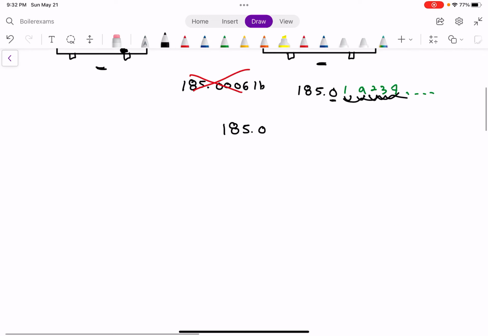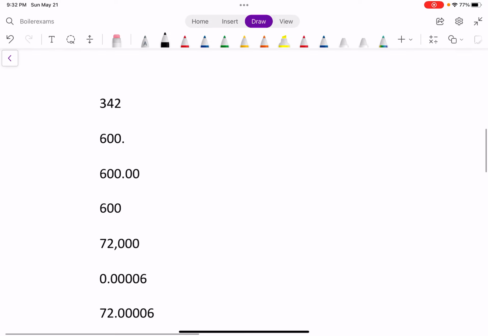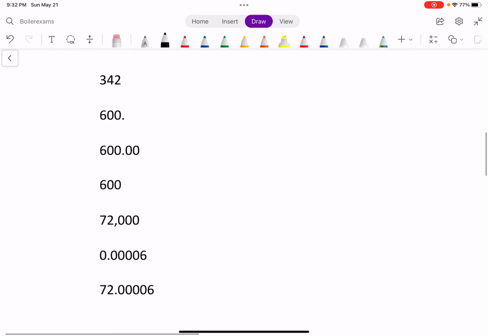So now let's do a more general approach. Let's see how we identify how many sig figs a number has. So what is a significant figure? First, any non-zero number in a number is going to count as a sig fig. So 3 is a significant figure, 4 is, also 2 is. So 342 has 3 significant figures.